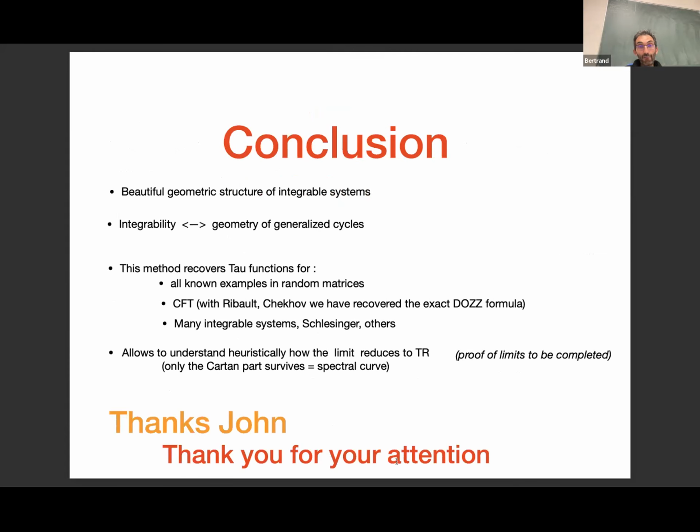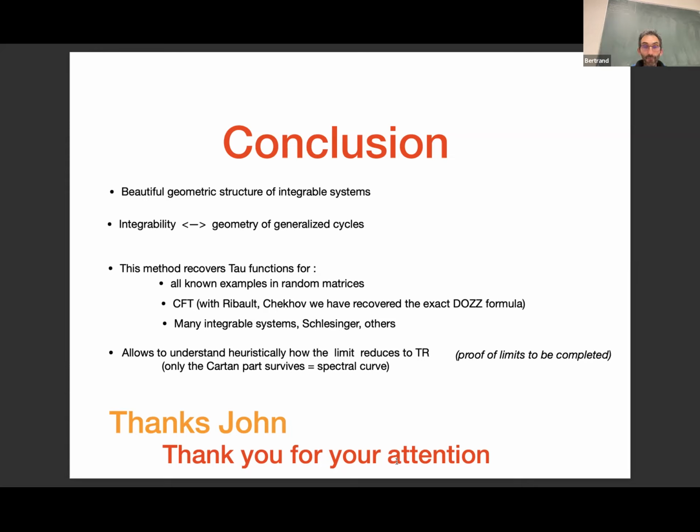So first, you see there is a really beautiful geometric structure in integrable systems, in the fact that we can associate deformations to these cycles. And cycles have intersections. Cycles are much more topological objects or homological objects. So it's much easier to understand things in terms of these cycles. And also with this method, we really recover all the known things about tau functions. For example, everything in random matrix theory fits in this framework.